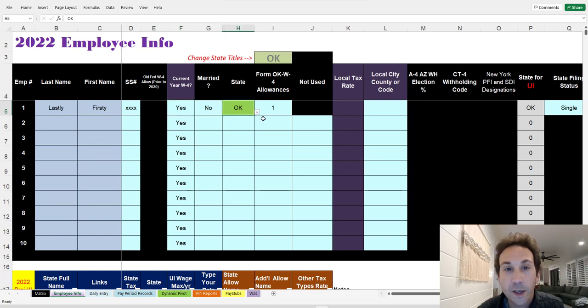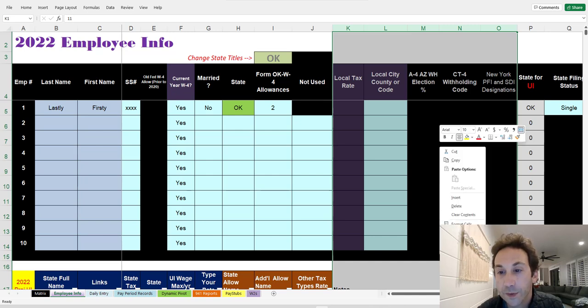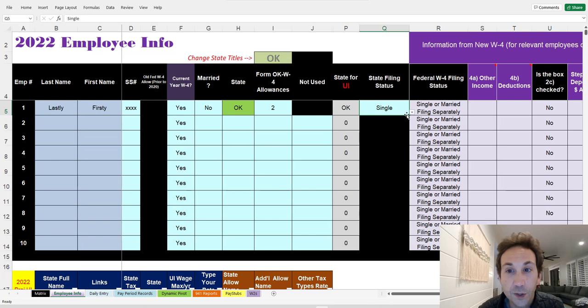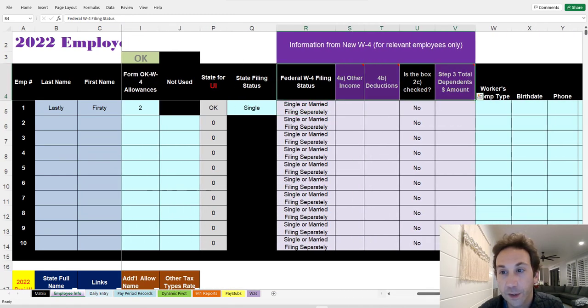Are they married? What state are we in? We're in Oklahoma. How many allowances do they have on the Oklahoma W-4? You would put that number here. You don't need any of this information. I don't know of any local taxes in Oklahoma jurisdictions at all. So you don't need to see any of this stuff. You do need to fill out an Oklahoma filing status of either single or married. It's going to ask you that. And then you have the questions about your federal W-4 that you would answer here.